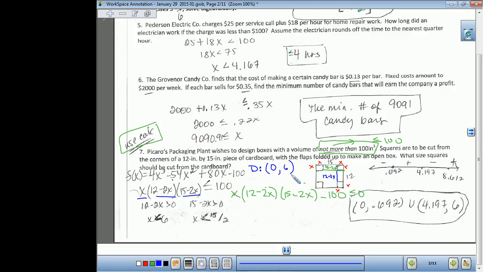So when I look at the graph, I truly only care about anything that falls within this domain. If it's outside this domain, it's no good for me, because this domain contains anything that would work for that problem.